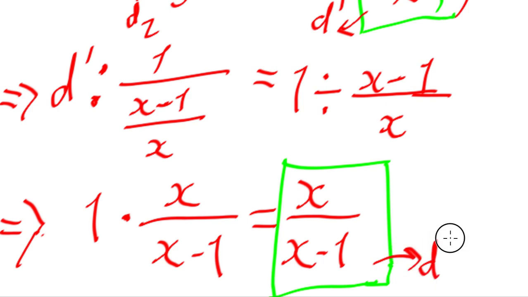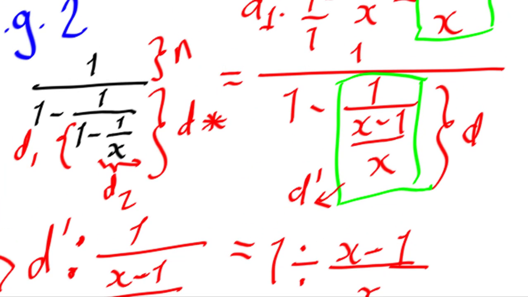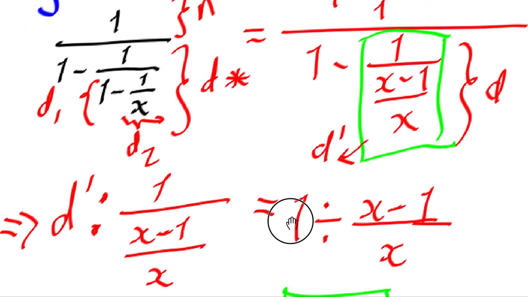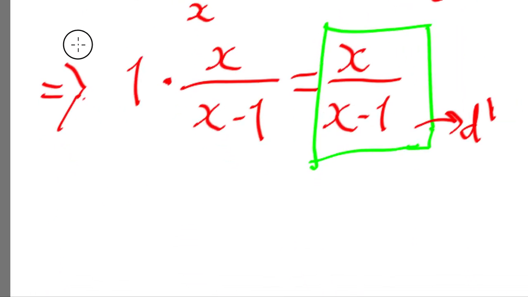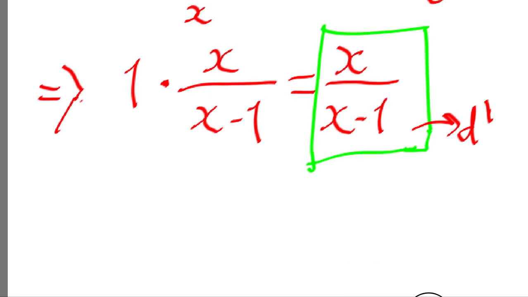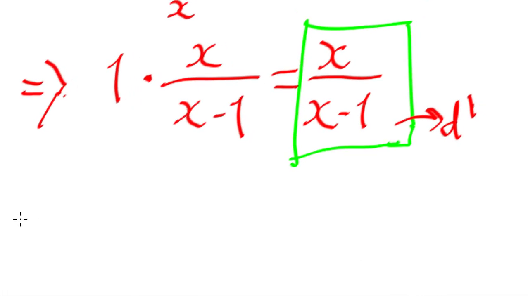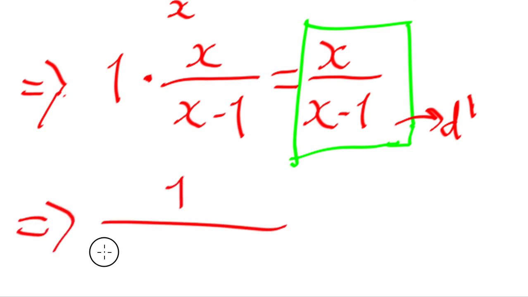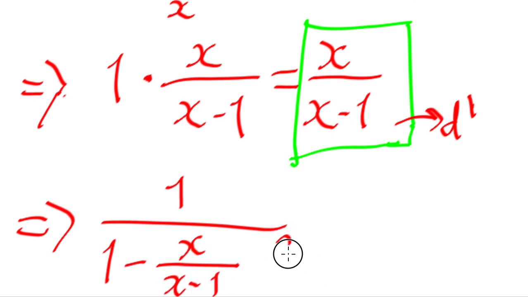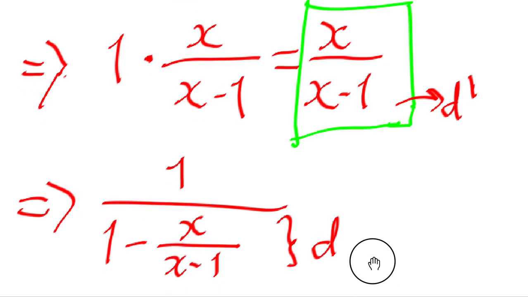Okay, so let's rewrite the fraction using the new d prime that we have. Using the new d prime, we have 1 all over 1 minus this new d prime, x all over x minus 1. So it's a simple fraction right now, not a complex one. And this is the time where we can simplify our main denominator.